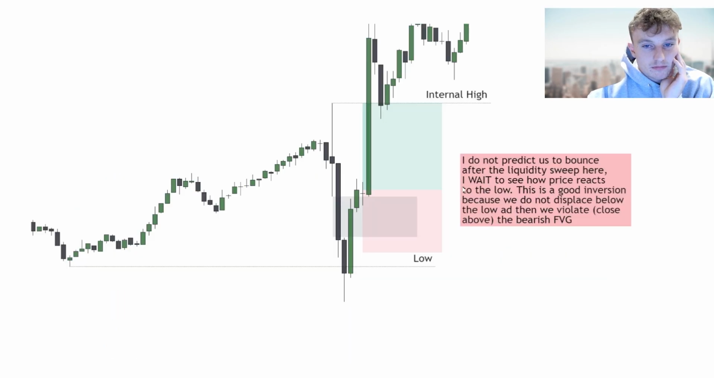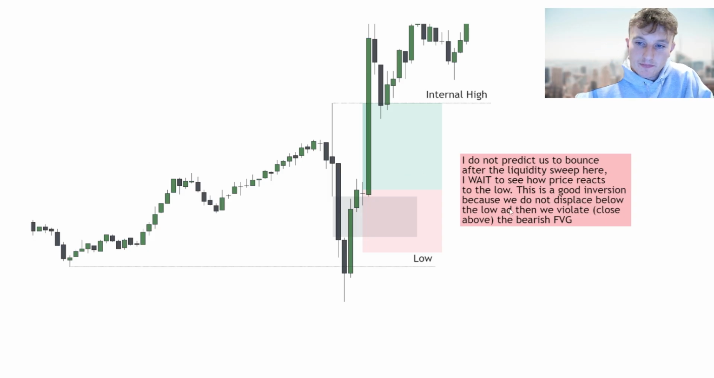So in this example right here, I don't predict us to bounce here. I don't know that we're going to barely displace below this low. What I know is in hindsight, we barely displaced below this low, and then we inverse this rally gap. So I now see this as a good trade setup because I see that price barely displaced below this low, and I see that we inverse this. Okay, it would definitely be a different story if we really went down here and then came back up here, because this would just be really old now at that point.